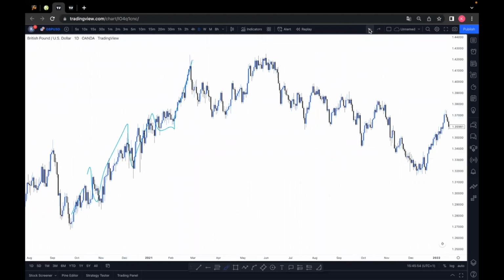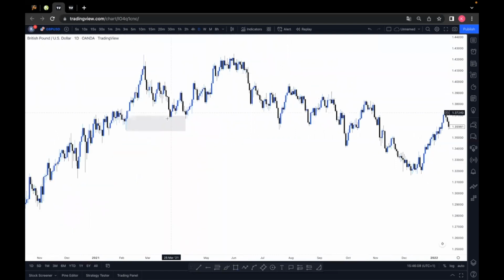But what happens is that price actually got to this point right here. We had this bullish order block right here sitting below. This bullish order block right here was responsible for taking out this previous high and created this high right here.